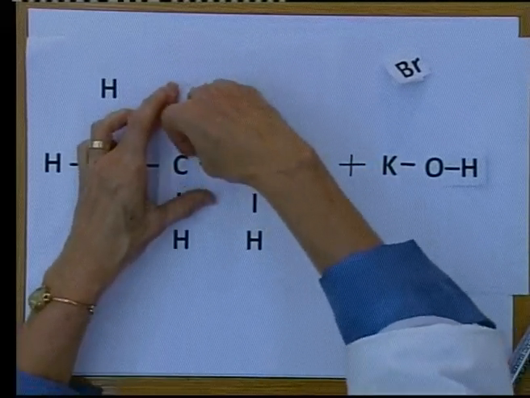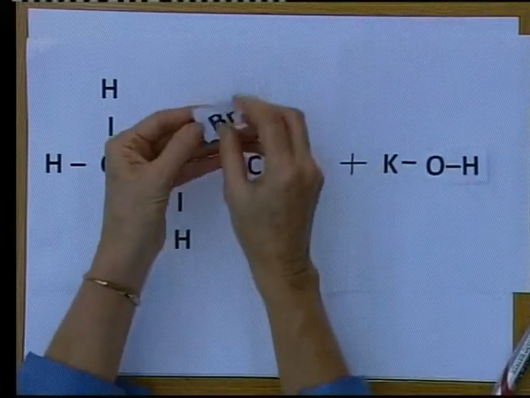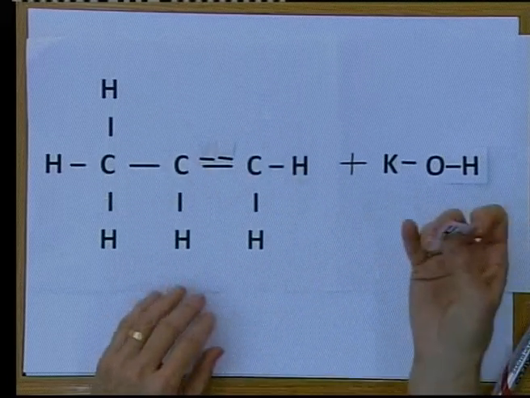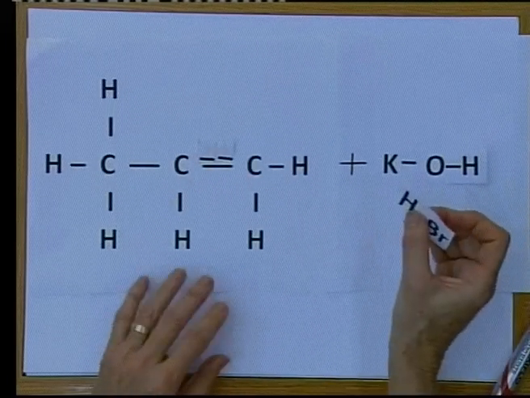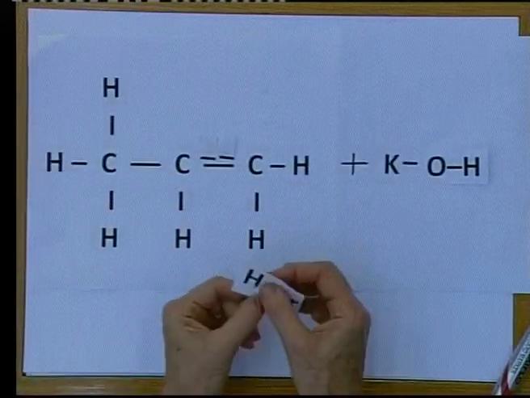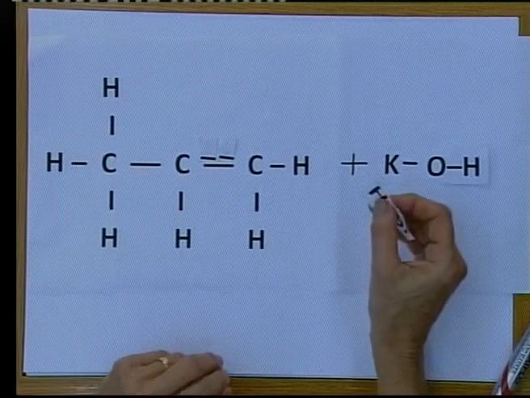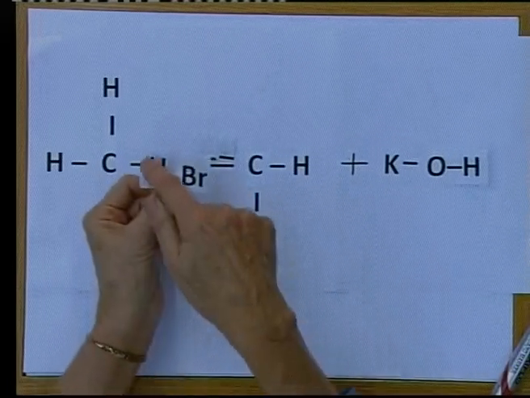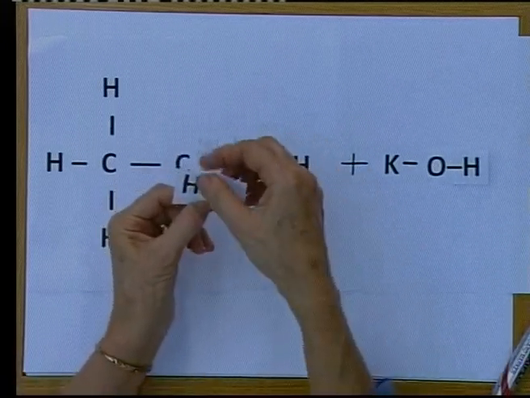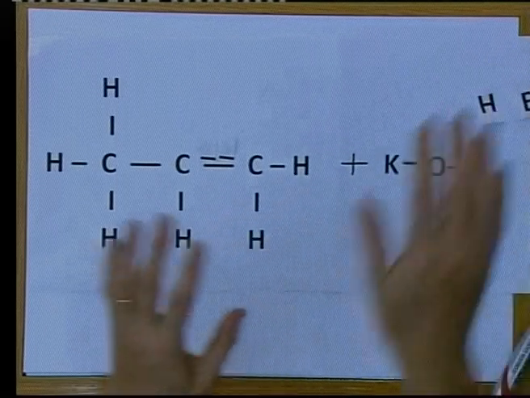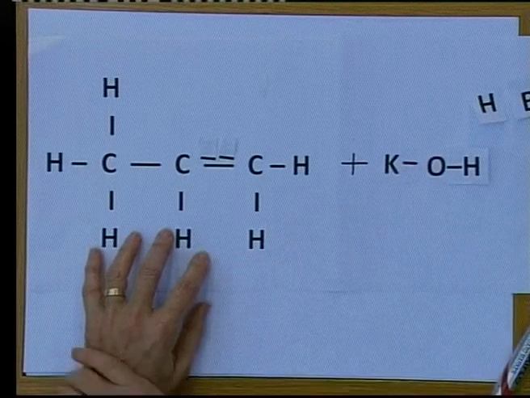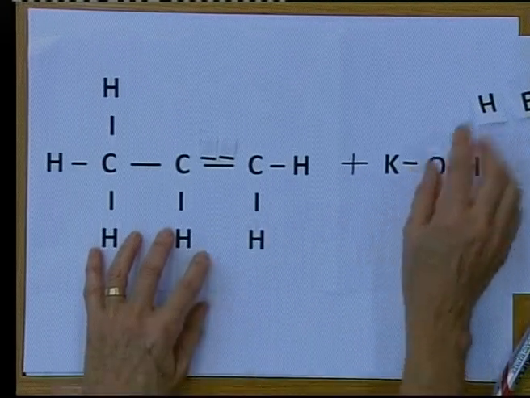Now, what do we call this reaction where you remove an HBr, where you remove something from a substance? That is called an elimination reaction. The HBr has been removed. It's been eliminated from this molecule. Or you can also call it a dehydrohalogenation or a dehydrobromination. But please take note that this reaction also takes place in the presence of KOH or NaOH.